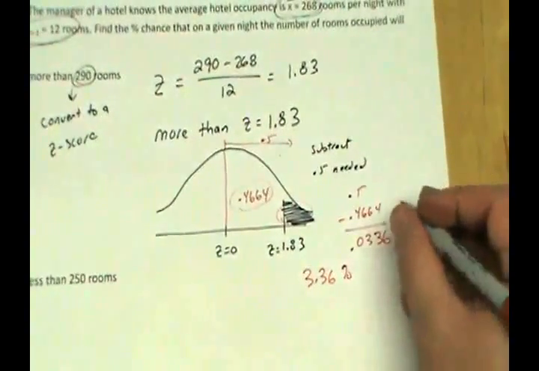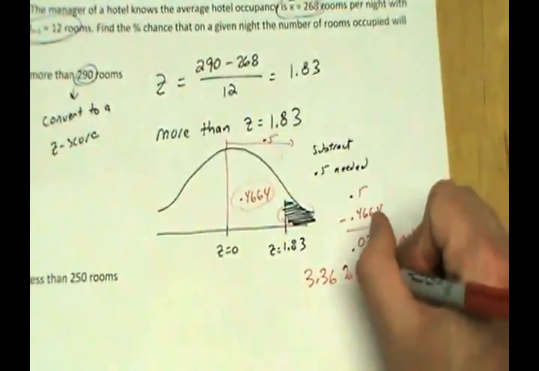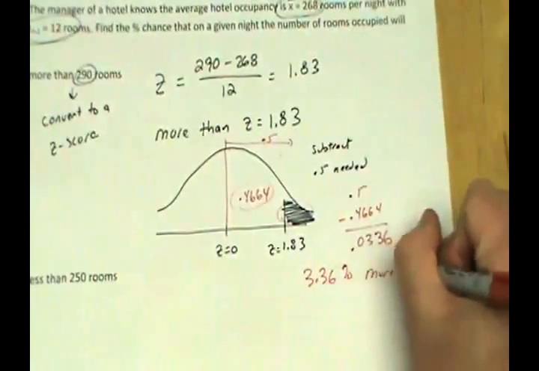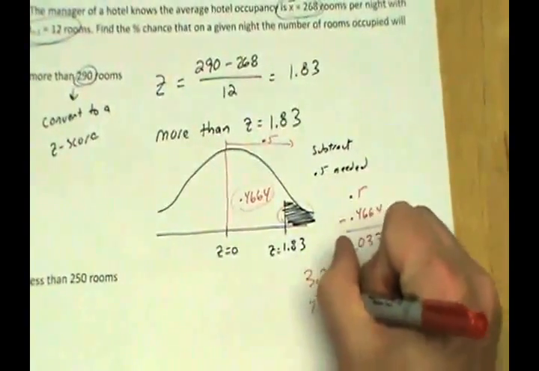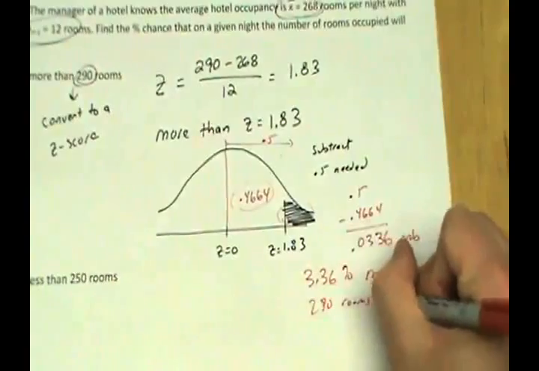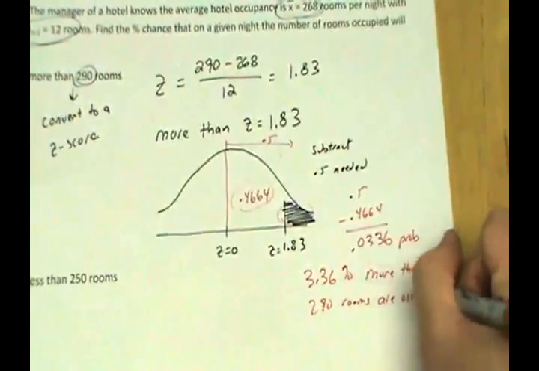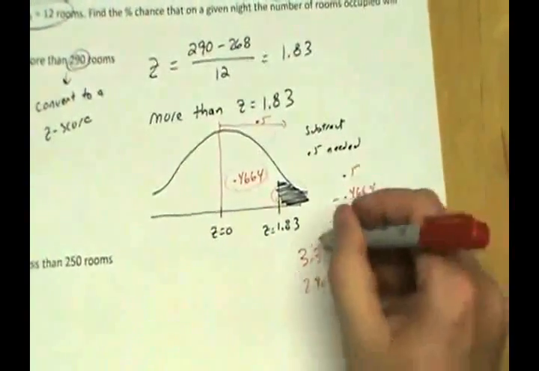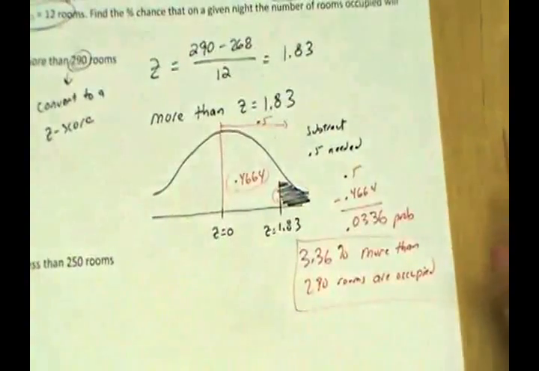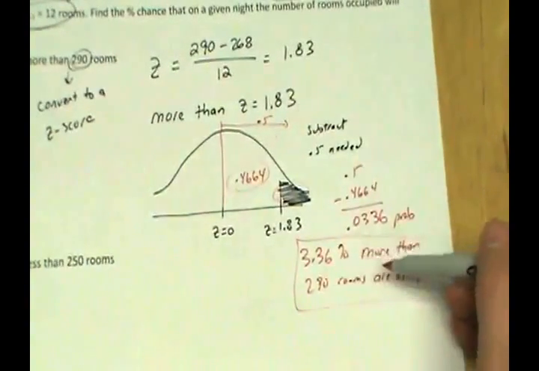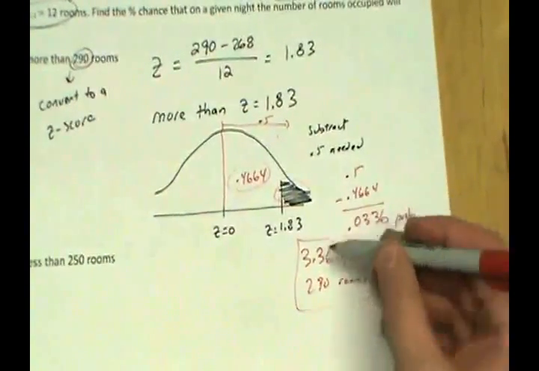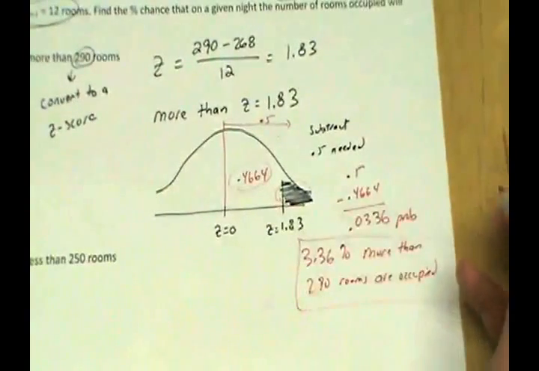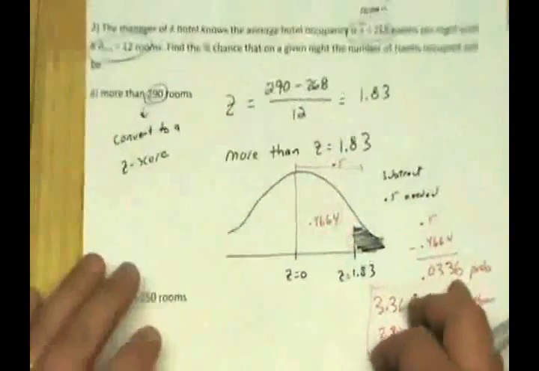Of the time, more than 290 rooms are occupied. So if you went to that manager statistically and said, what's the chance that in this hotel 290 rooms or more are going to be occupied that night? That only happens 3.36% of the time. Pretty cool. All right, so here we go.